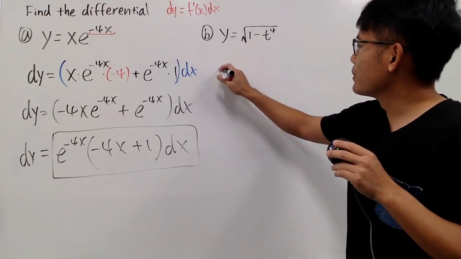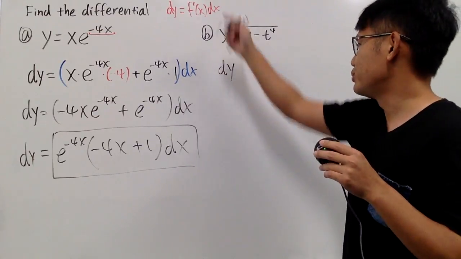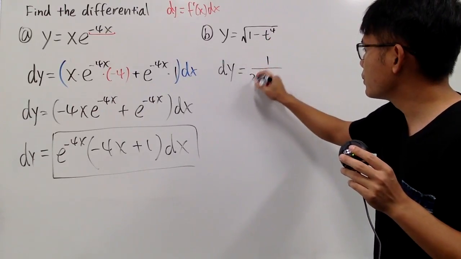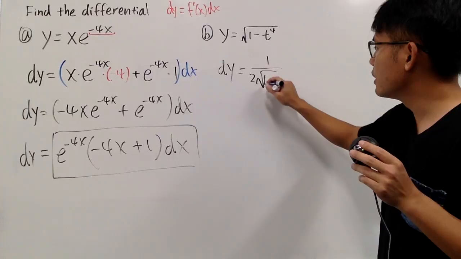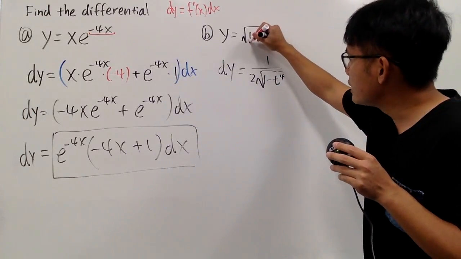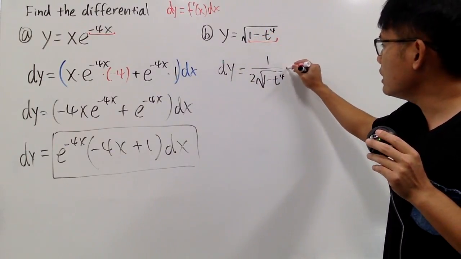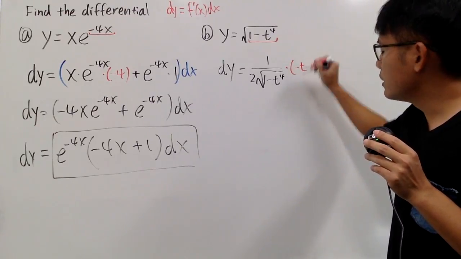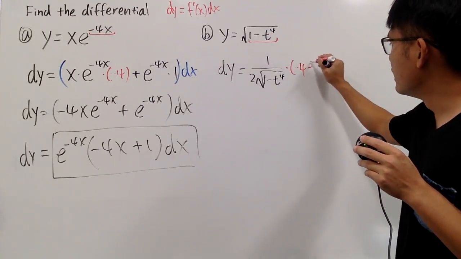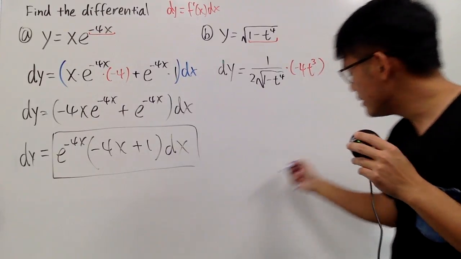Anyway, so I will look at this dy dt, but I'll multiply dt on both sides. That's pretty much the idea. The derivative of square root of something is first you get 1 over 2 square root of the inside. Goes here, 1 minus t to the 4th power. And then the chain rule says we have to multiply by the derivative of the inside. Derivative of 1 is 0. Derivative of negative t to the 4th power is negative 4 t to the 3rd power. 4 to the front, and then minus 1 for the exponent, so you get this. And this is the derivative.